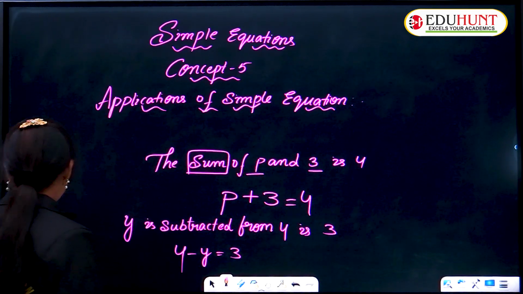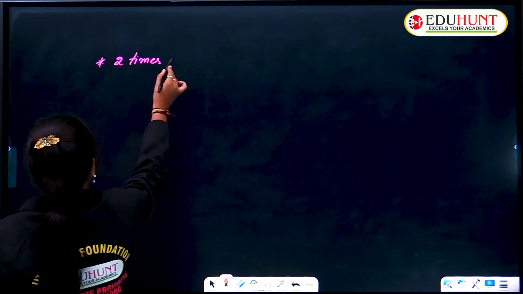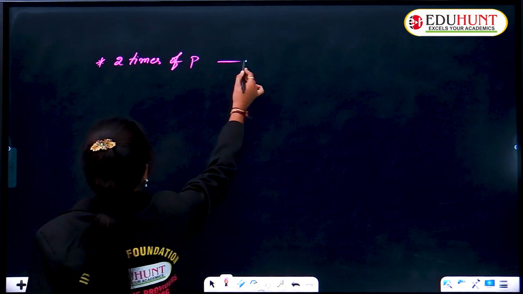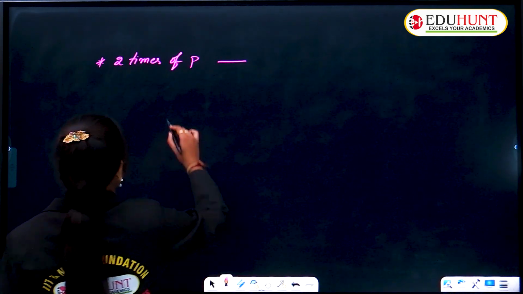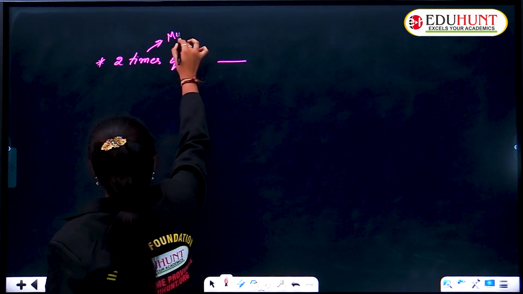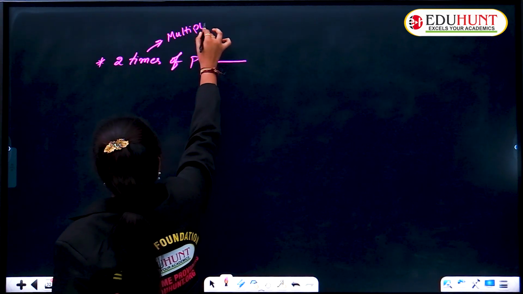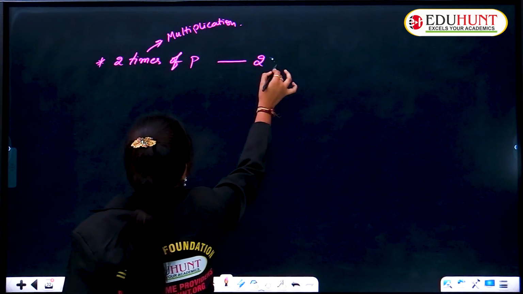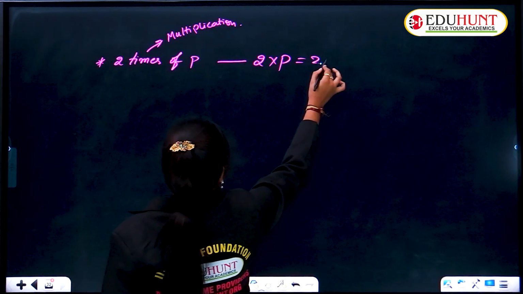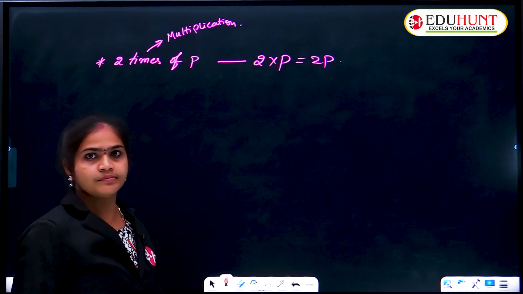In the same way, for multiplication, for example: 2 times of P. Times is considered as multiplication. Times means nothing but multiplication. 2 times of P, 2 into P is equal to 2P.